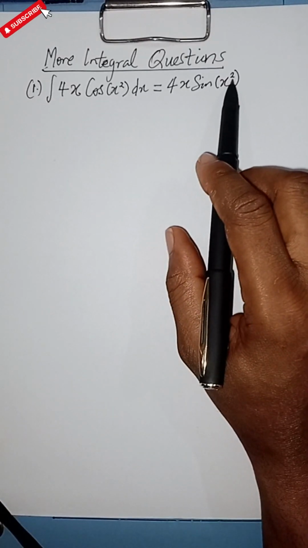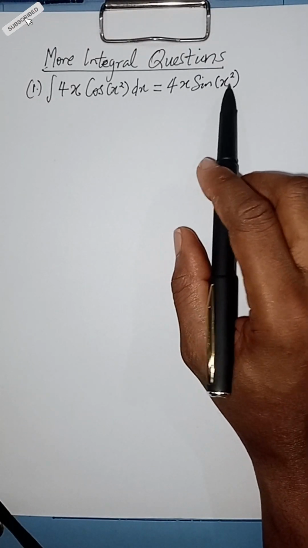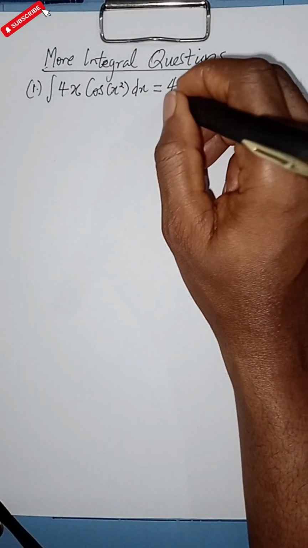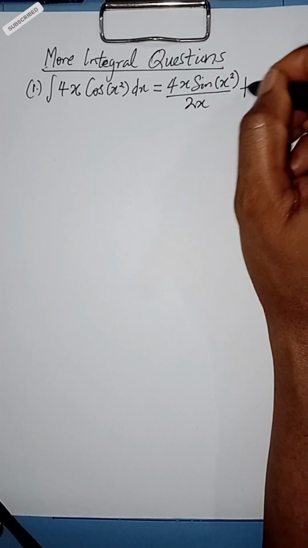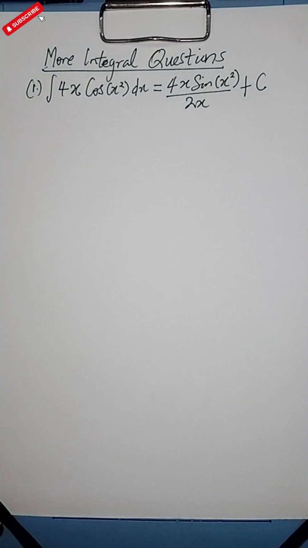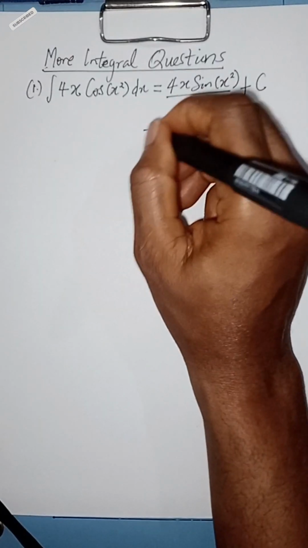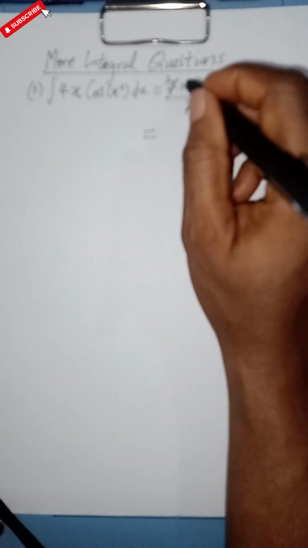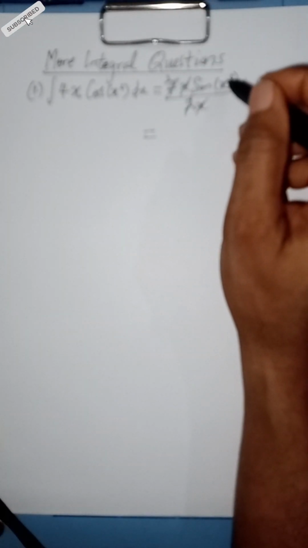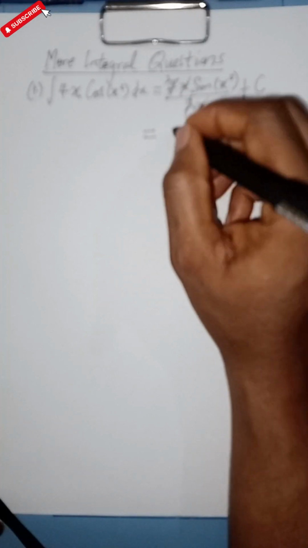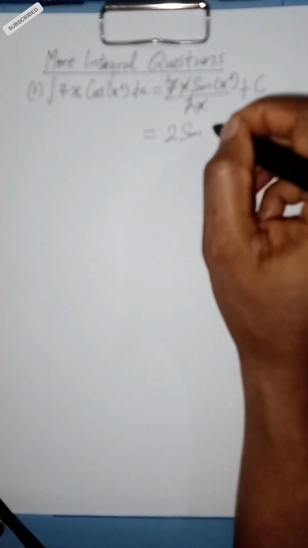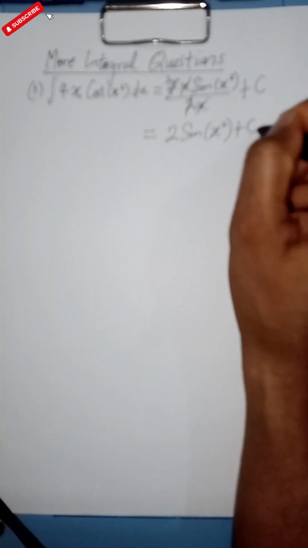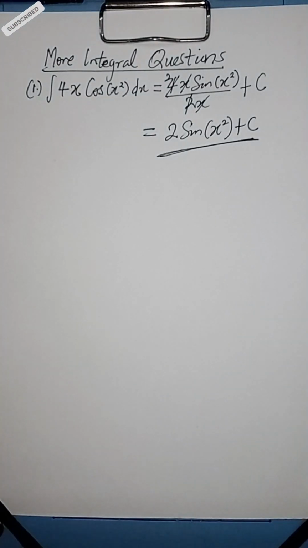But this, because it's squared, you're going to differentiate what you have in the brackets. And if you differentiate it, it's 2x. Then you divide by 2x plus your arbitrary constant. That's the solution to the question. Now you can decide to simplify, make it easy. This 2 will cancel this, and this x will cancel this x. But this x cannot cancel this x, so only the one outside. So I'll be left with 2 sine x squared plus my arbitrary constant.